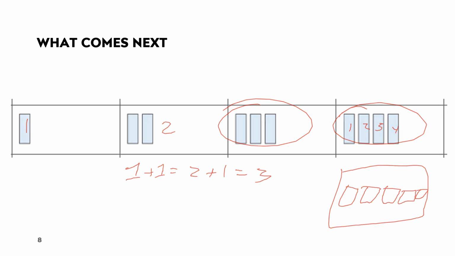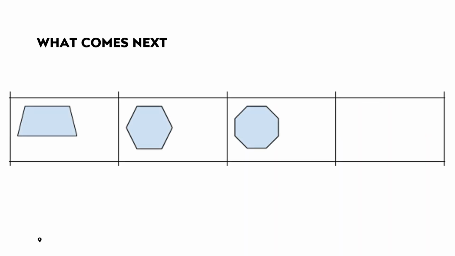One more pattern. There's another one. What shape should go in box number 4 here? We've got 1, 2, 3. So what should go here? Think about it. Pause the video. Once again, I'll be waiting for you on the next slide to tell you what I think should go in box 4.